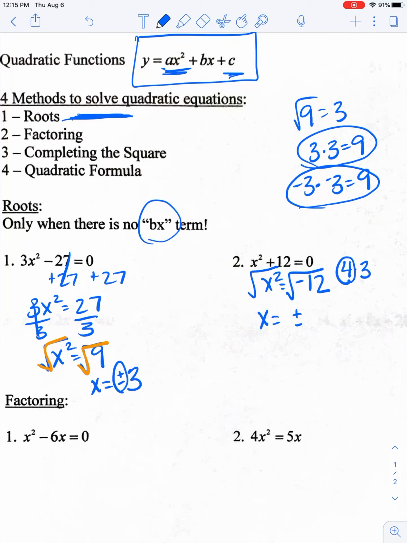And 12 has a 4 times a 3, and 4 is my square. So this is going to be like a 2 root 3, but what I haven't discussed yet is that negative. And from your previous math courses, you know that the square root of a negative 1 is i. So the way that we're going to write this is 2i root 3.